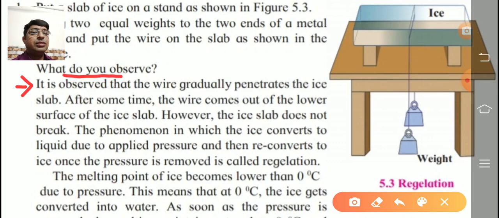So why is the ice not cut into two pieces? Mark the definition. One process occurs here, and that process is called regelation. Define regelation. A question like this is asked in the exam. The phenomenon in which ice converts to liquid due to applied pressure and then reconverts to ice once the pressure is removed is called regelation.